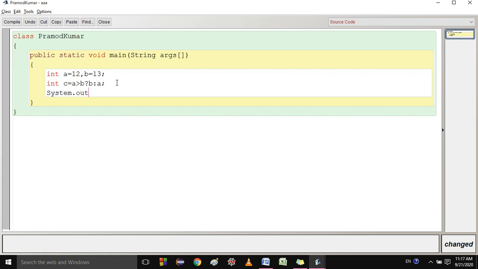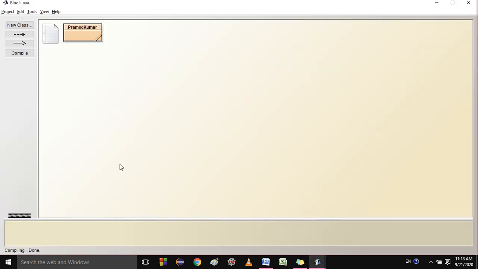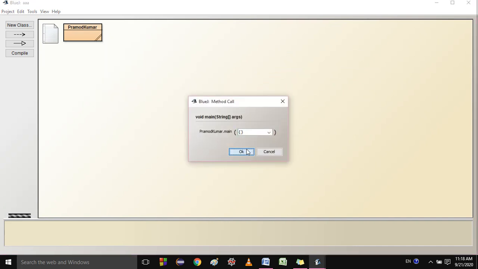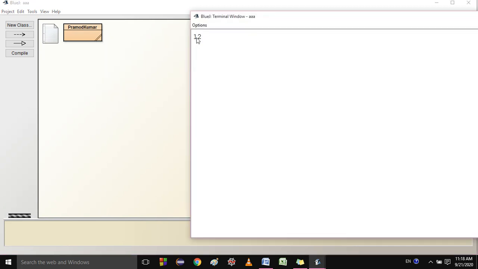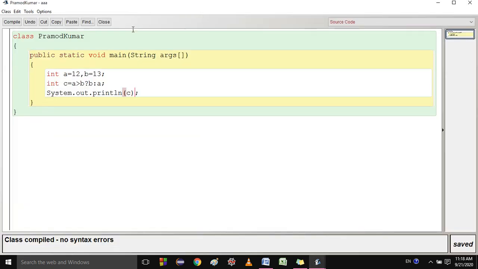Let's see here, if I am going to print c, then see what happens. Class compiled, no syntax error. Let me run this. First watching the output, you got the answer 12. Okay, so how did this happen? What I said is, if this condition is true, it prints the first statement.